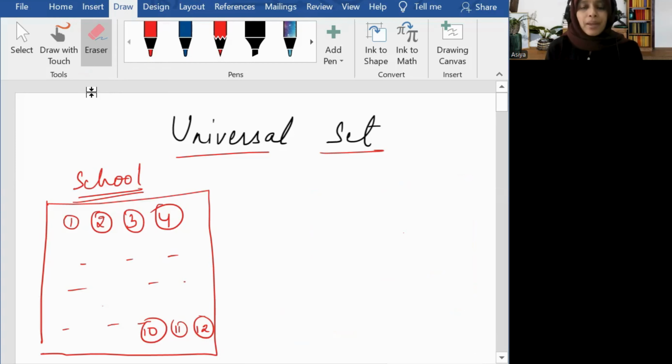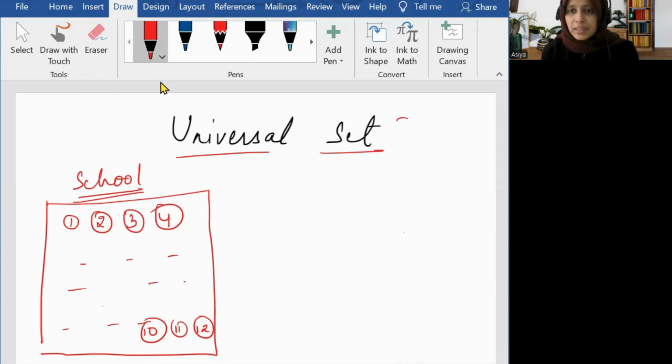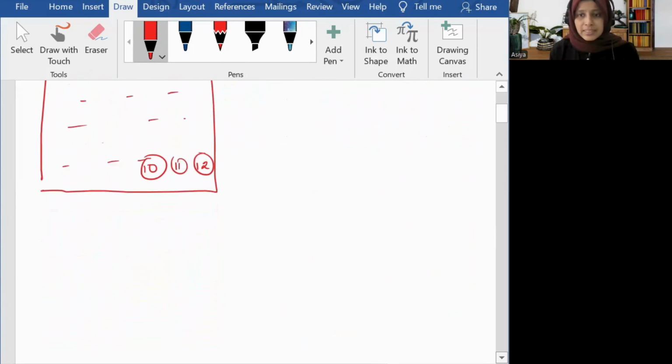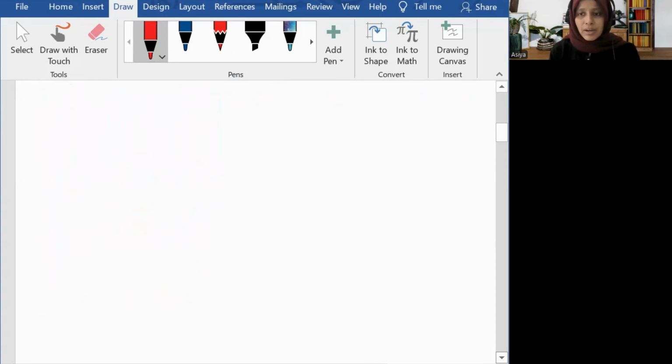Okay. Now, how is this universal set represented? This universal set is represented by a capital U usually. Sometimes it is also represented by a capital E. Now, moving on to the next concept, that is intervals as subsets of R.